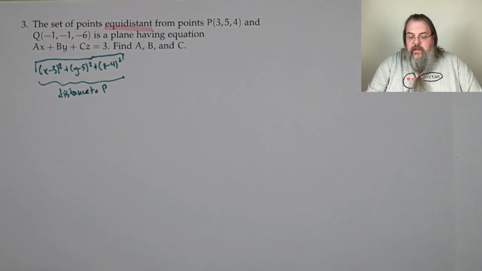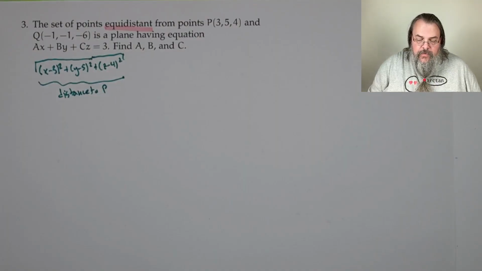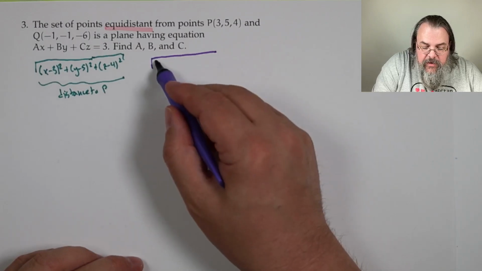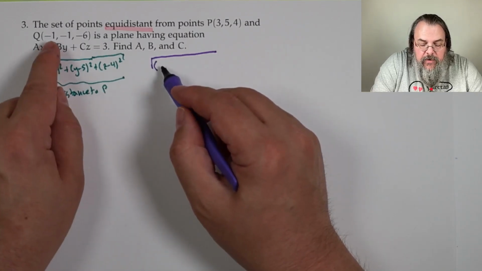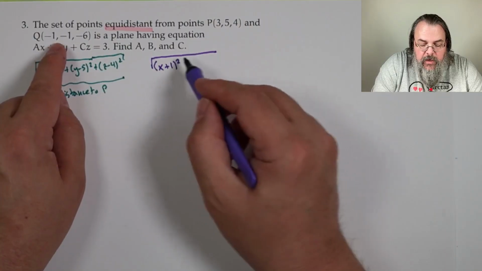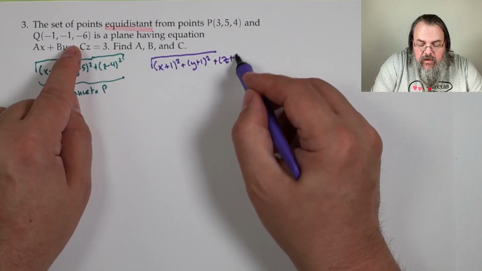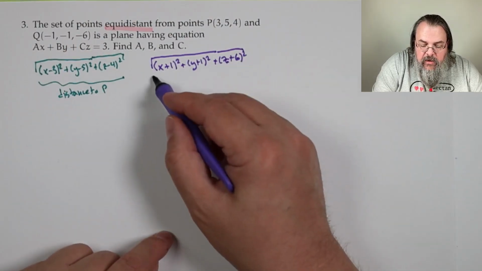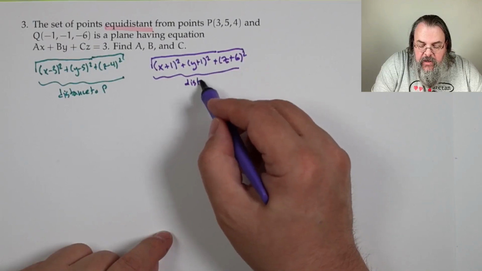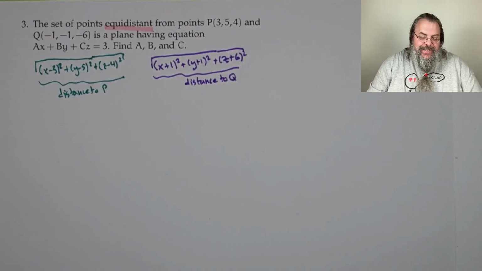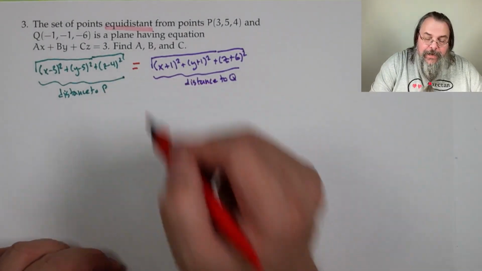And then we say, okay, now compute the distance to Q. We can do that. That's the square root of, and I'm just thinking of x, y, z as a point in the plane, x minus negative 1, so that's x plus 1 squared, plus y plus 1 squared, plus z plus 6 squared. Okay, so here is our distance to Q. And what do we know about these 2 distances? Equidistant means they're the same. So, put another way, these are equal.